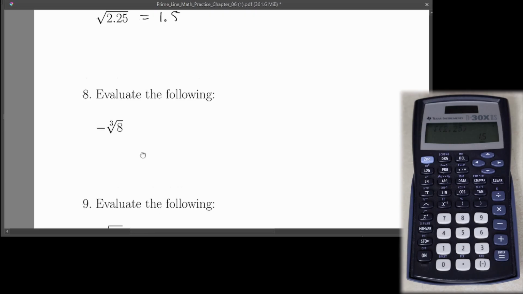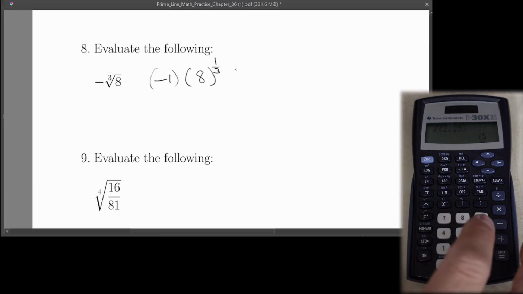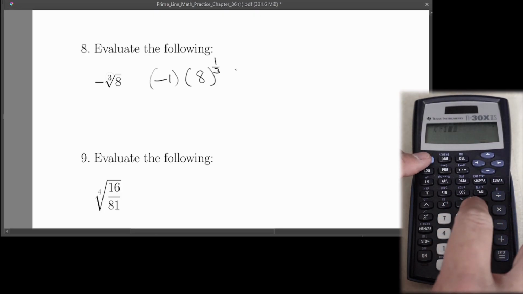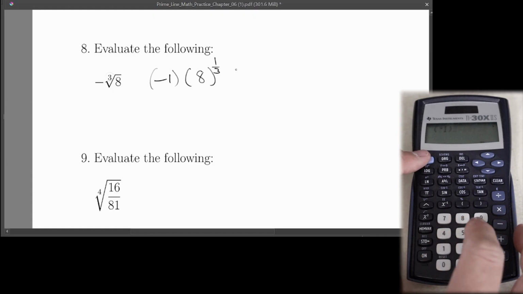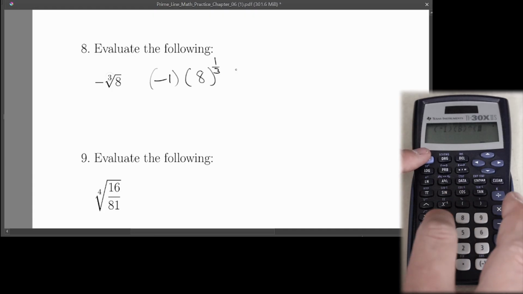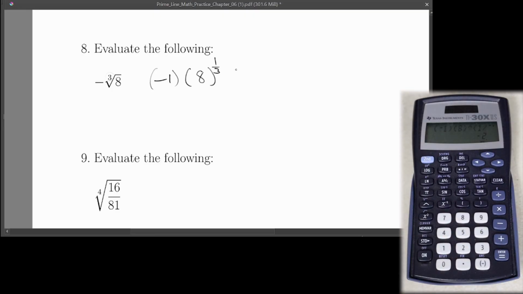Number 8. So we have a lot happening here. We could break it down if we wanted to write it in an exponent form. This negative sign is a -1 times our 8 to the 1/3 power. So notice it's a cubed root. On our calculator, we can do -1, and then we can do 8 to the 1/3 power, and we get -2.